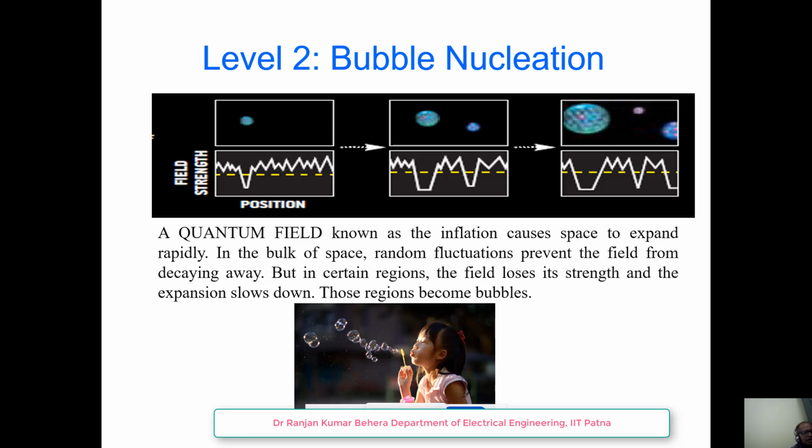That is why there is a quantum field known as inflation that causes space to expand rapidly. In the bulk of space, random fluctuations prevent the field from decaying away. But in certain regions the field loses its strength and the expansion slows down. Those regions became bubbles. So this is how a bubble is created, as you see in a river how bubbles are created.